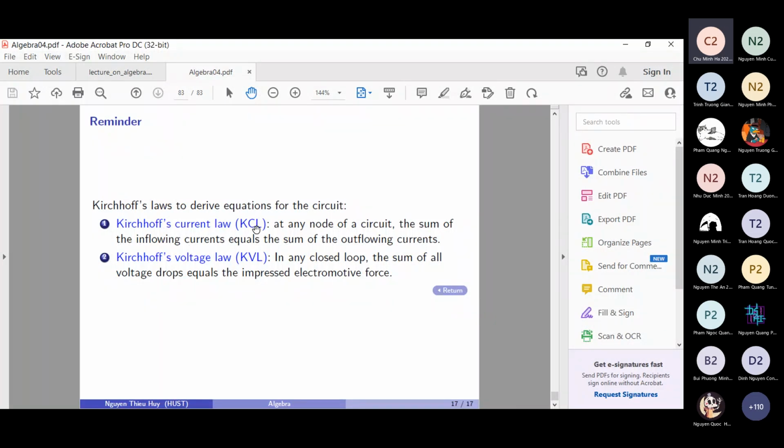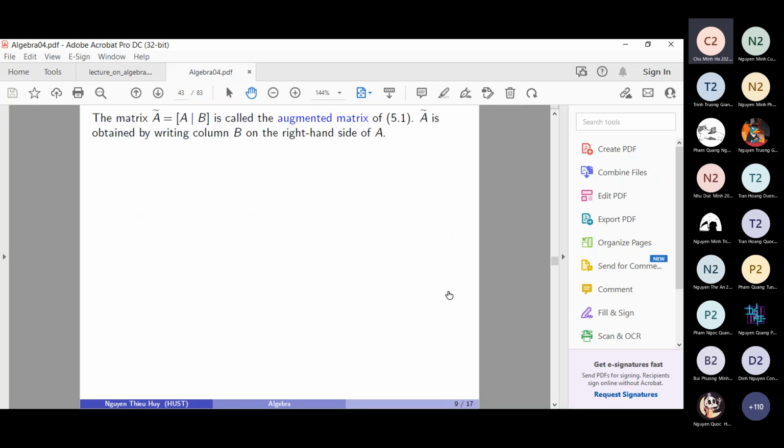And secondly, we have Kirchhoff voltage law. KVL, Kirchhoff's voltage law, tells you that in any closed loop, the algebraic sum of voltage drops equals 0. Another way to say it: the sum of all voltage drops equals the impressed electromotive force, the source. With these two laws, we will write the equations, and then we show the system to find the currents in the loops of the circuit. Good. So let's return to that.